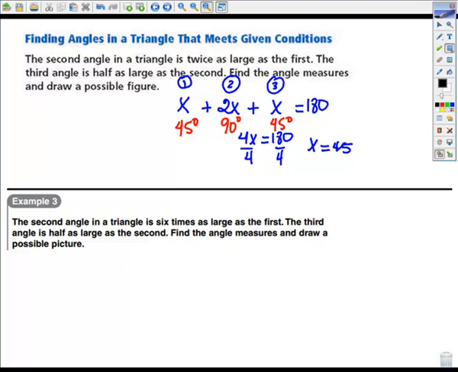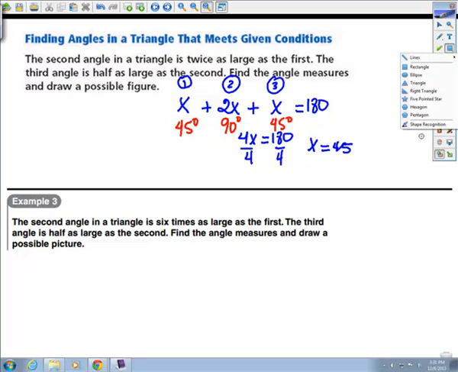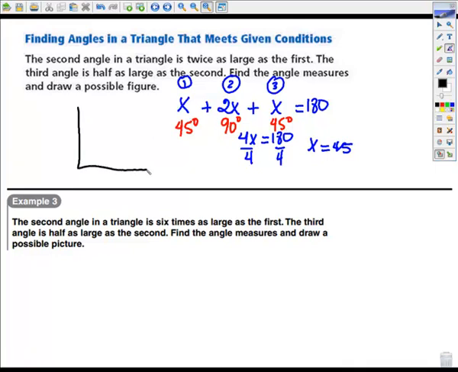I know by looking at this information that I have two angles that are the same, so it has to be isosceles, plus I have a right angle. So this has to be a right isosceles triangle. So I could draw it like this and go 45 degrees, 45 degrees, and that's a possibility for what it could look like. Okay, let's do another one of these.